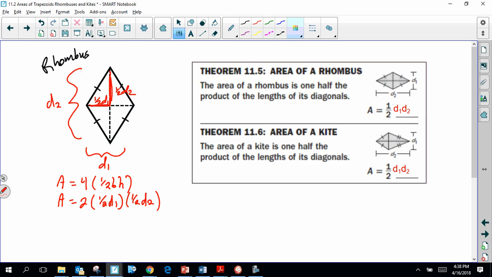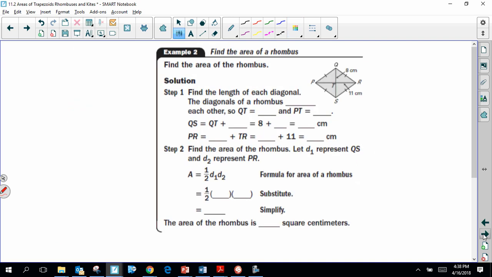Well, multiply the fractions together and the numbers, so 2 times 1/2, the 2 and 1/2, that just simplifies to be 1, so I'm left with 1/2 diagonal 1, diagonal 2 as my final answer. And that's how we derive the formula for area of a rhombus, and it works the same thing for area of a kite. That's why they have the same equations for the areas of those figures.